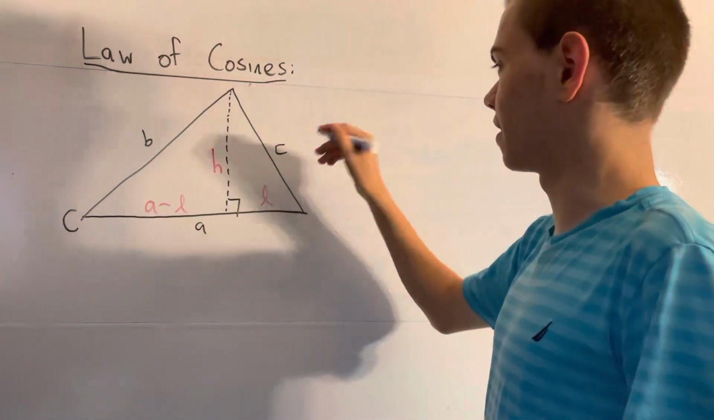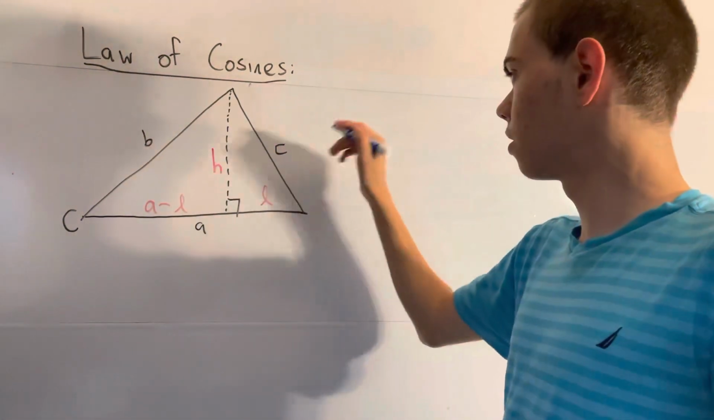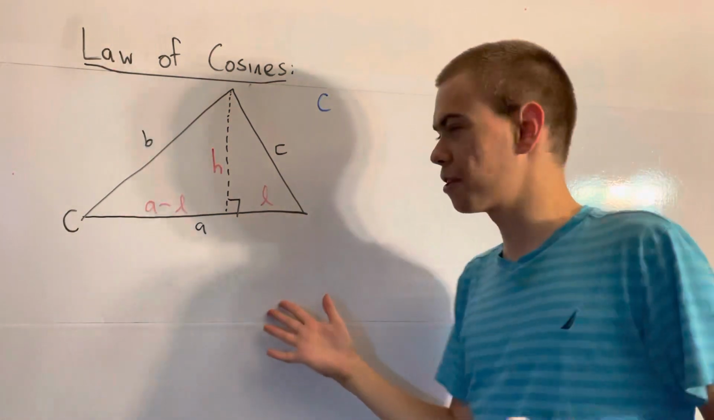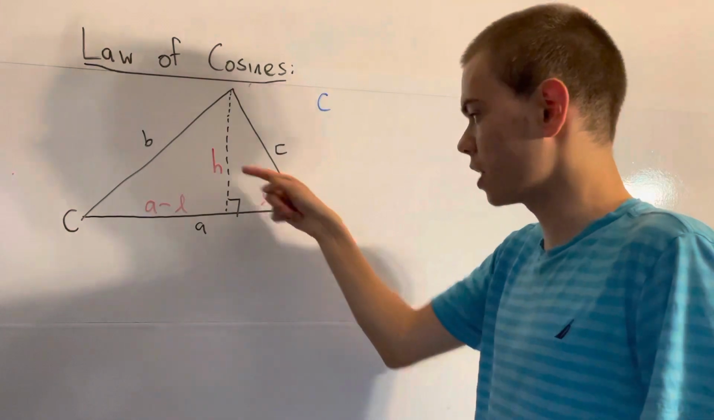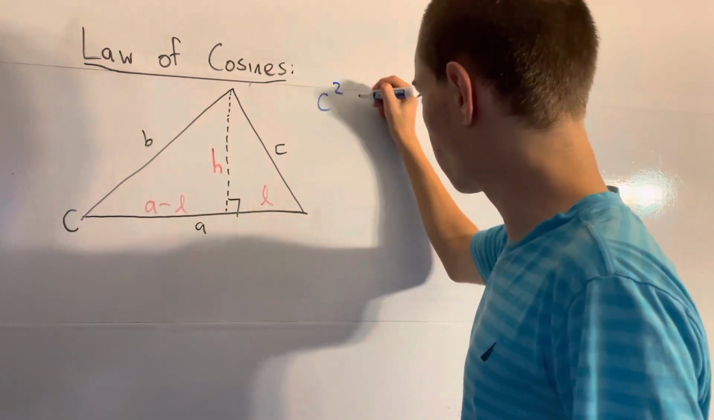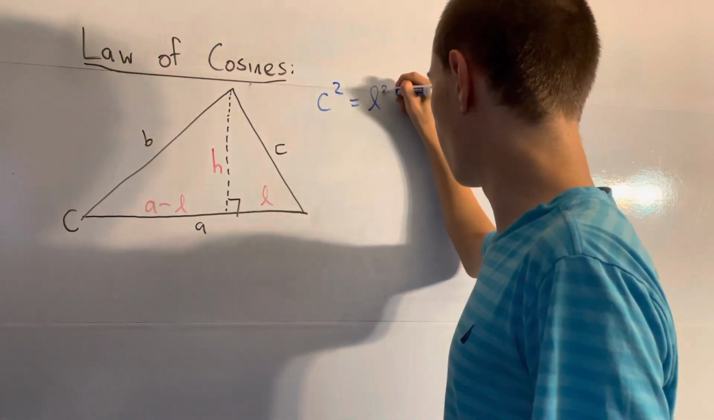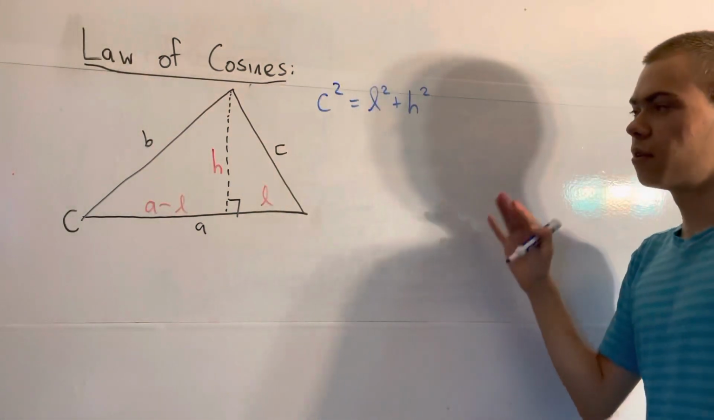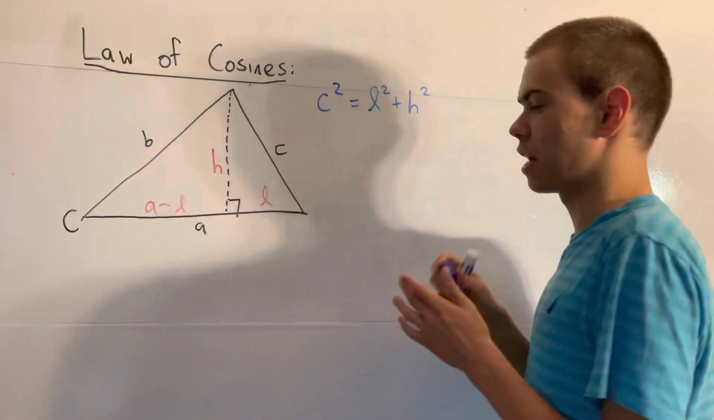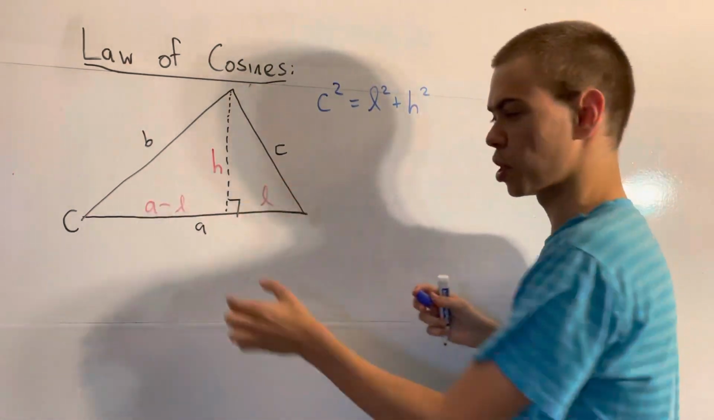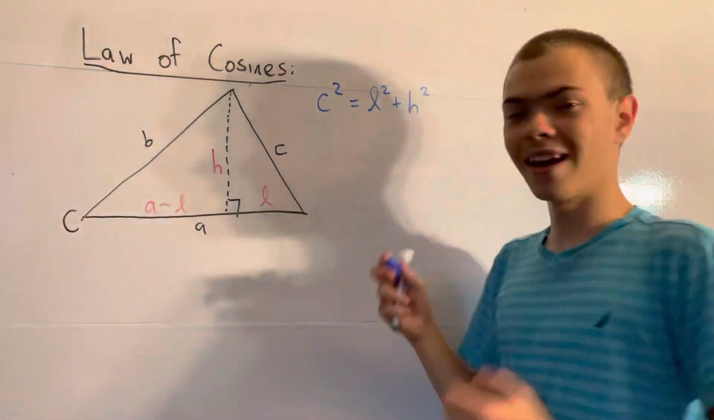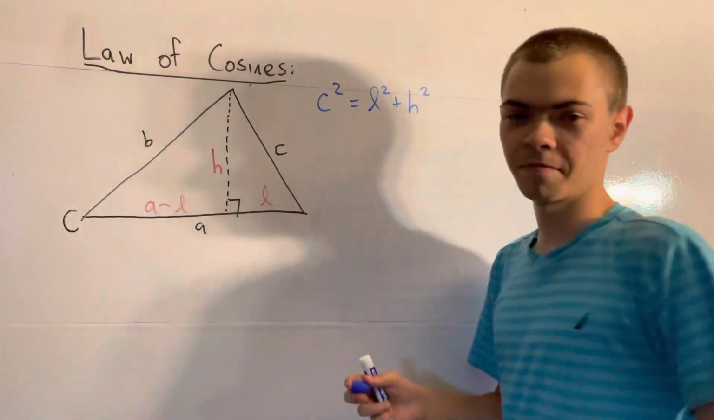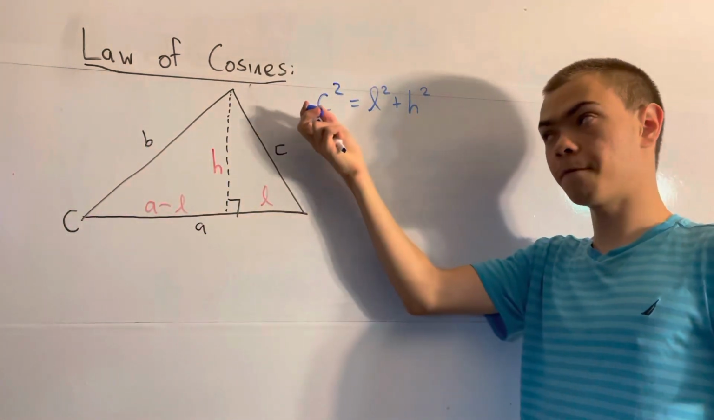Well, what is side length C? Side C, we could represent it using the Pythagorean theorem. C squared equals L squared plus H squared, right? Just the Pythagorean theorem. But now what we have to do is find what L is in terms of A, B, and angle C, and find what H is in terms of A, B, and angle C. That's all we have to do, and we will have the law of cosines.